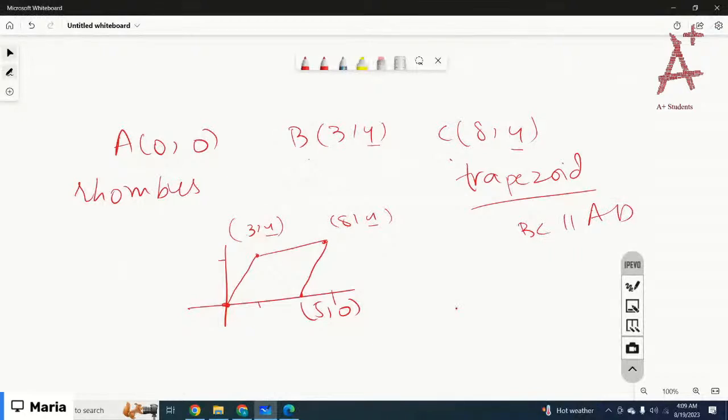So the y coordinate of D is the same as the y coordinate of point A, right? That means the y coordinate of point D is also 0. Since the diagonals of an isosceles trapezoid are the same, the distance between the coordinates of point B and D is equal to the distance between points A and C, right? So the difference of x coordinates is 8 units.